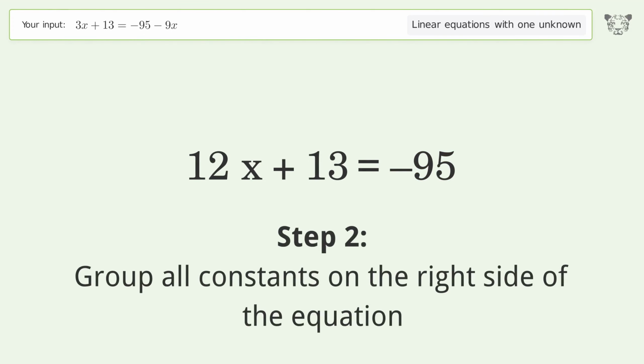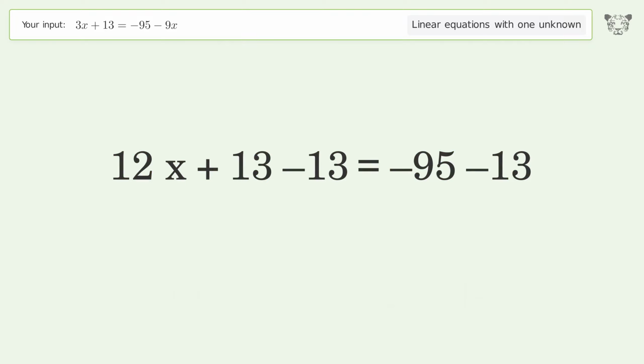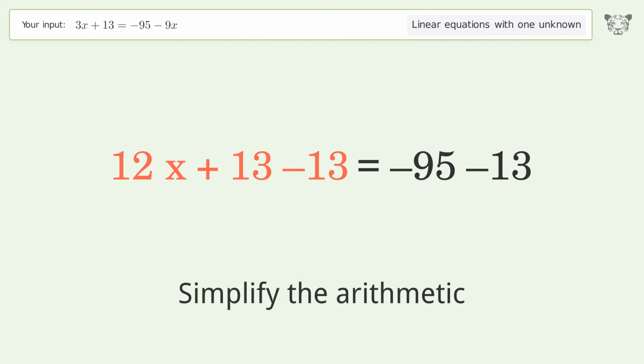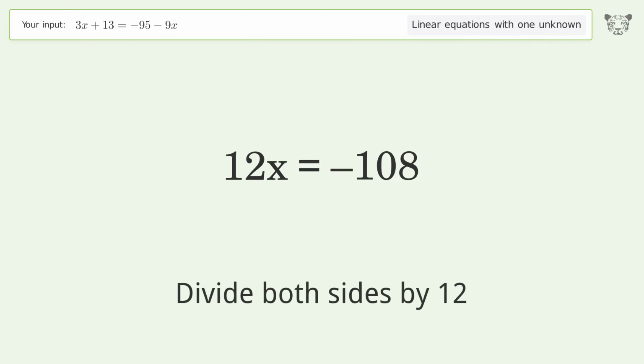Group all constants on the right side of the equation. Subtract 13 from both sides. Simplify the arithmetic. Isolate the x. Divide both sides by 12.